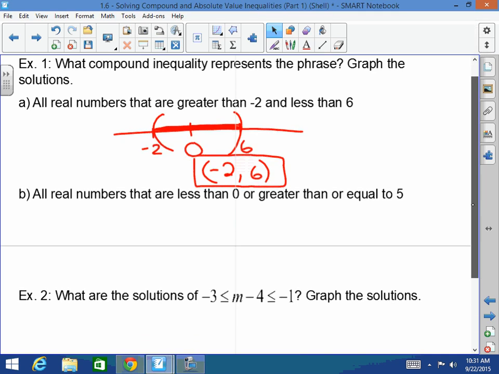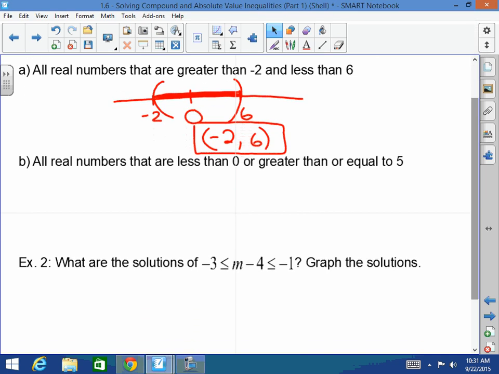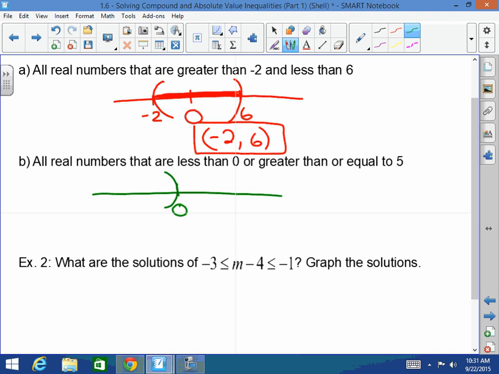Sorry about that. Okay. How about all real numbers that are less than 0 or greater than or equal to 5? Well, in this particular case, less than 0, parentheses, to the left. But it's also greater than or equal to 5. So I have my 5 bracket, and I have a greater than. How would I write this solution in interval notation, gentlemen?